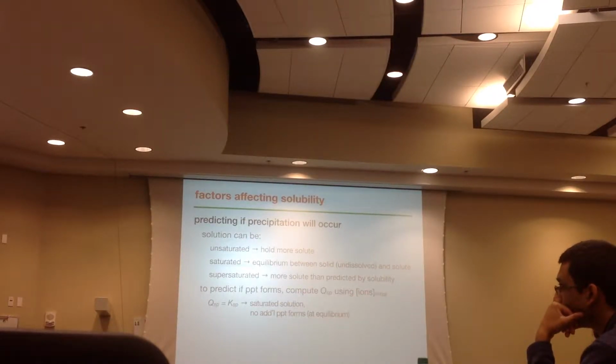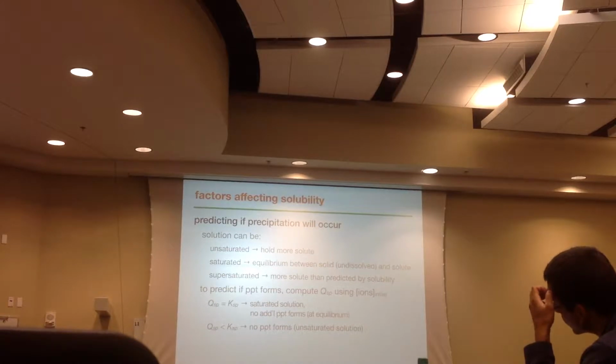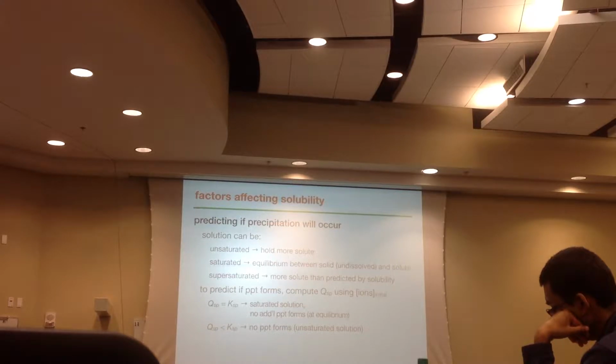If Q is equal to K, then we're at equilibrium. That's what we learned back in chapter 15. What that means is that we have a saturated solution, which means no additional precipitate forms. Now, if Q is less than K, we're not at equilibrium. But now the reaction cannot go forward to achieve equilibrium because I have no more precipitate that can form. Since I have no more precipitate, I can't go forward anymore.